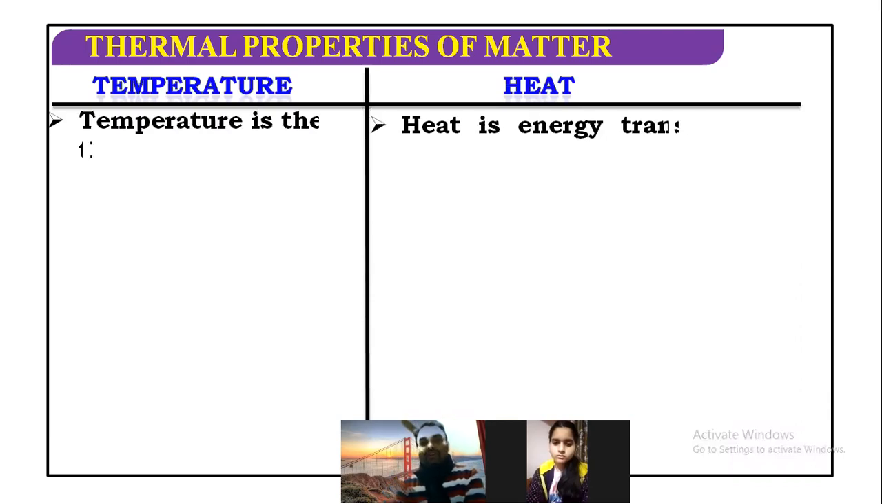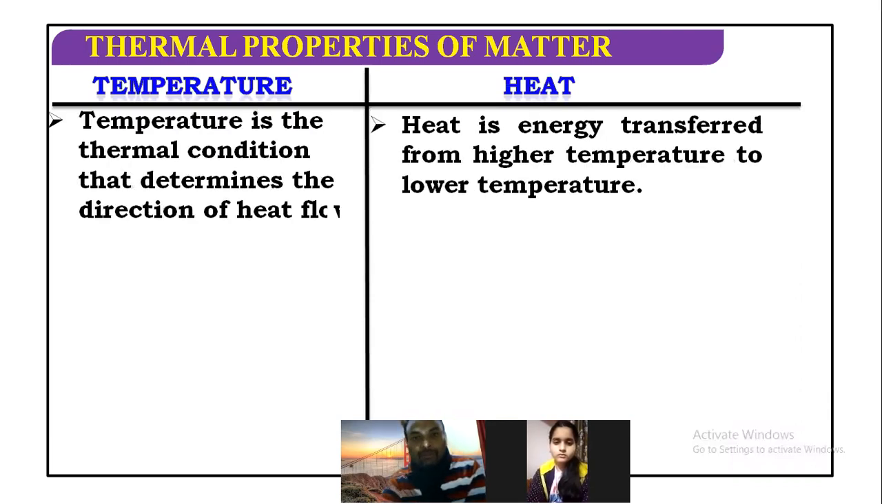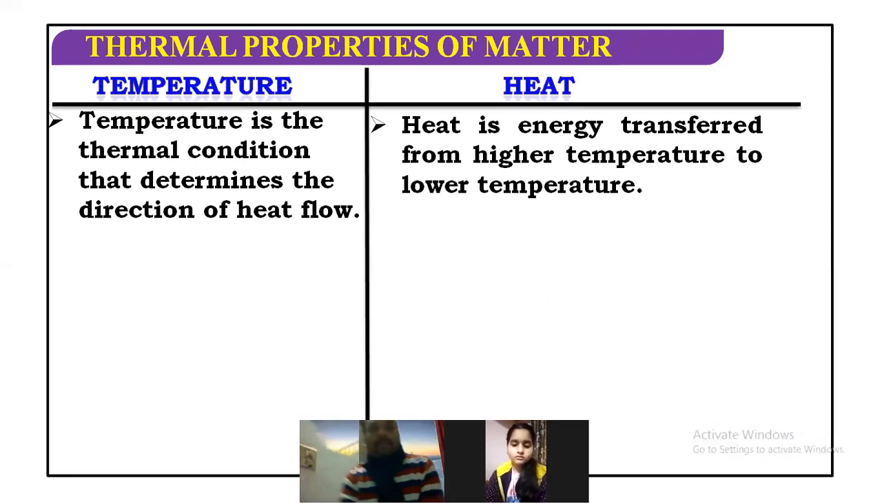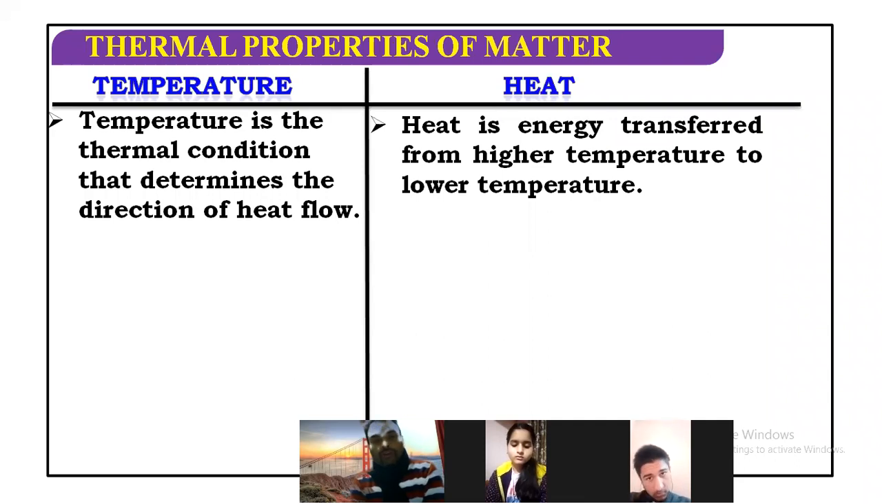Now let me illustrate some differences between temperature and heat. The first difference is that temperature is the thermal condition that determines the direction of flow of heat. Already we discussed it. It is that condition that determines the flow of heat. So if the temperature is the same between the two bodies, then definitely we can say that there is no flow of heat. Now what is heat? Heat is energy transferred from higher temperature to lower temperature, right? So heat is the result of difference in temperature. If there is a difference in temperature, then there is a flow of heat.